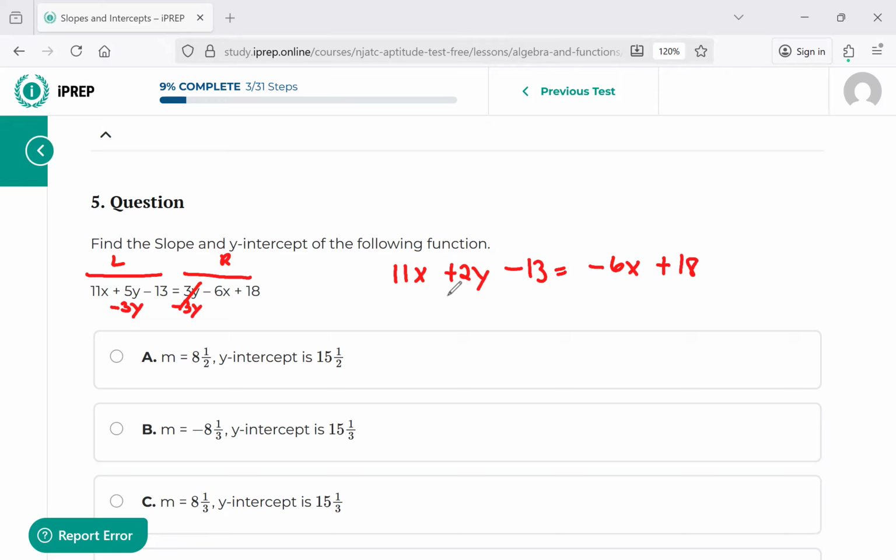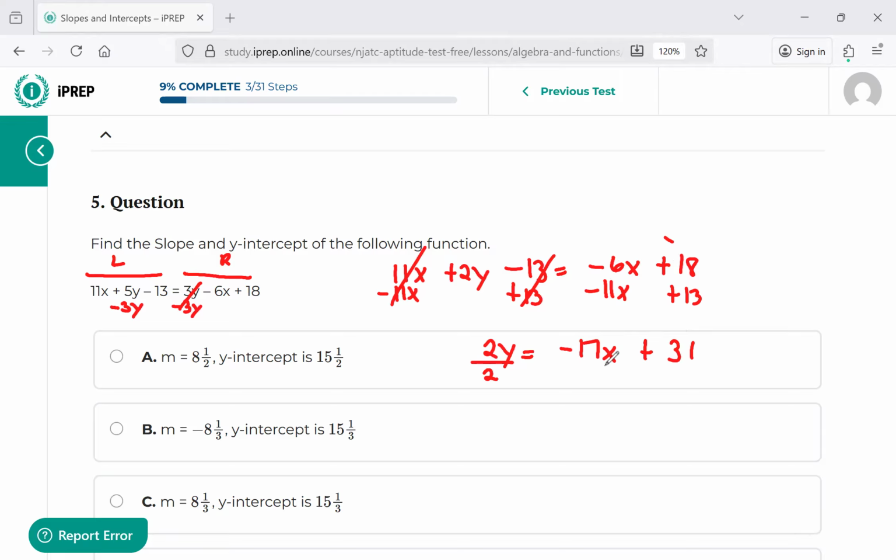Okay, then what I'm going to do is start getting y by itself. So maybe let's move this negative 13 to the right by adding 13. Move this 11x to the left by subtracting 11x. This cancels, so you're left with 2y equals, what's negative 11 and negative 6x? Negative 17x. What's 18 and 13? 9, 10, 11, carry the 1, 1, 2, 3.